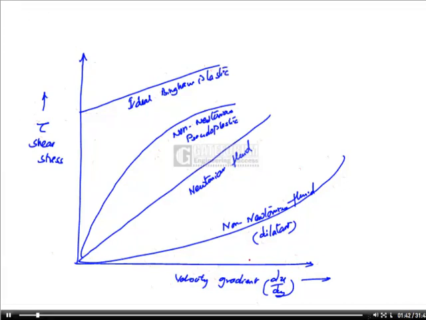Obviously x-axis corresponds to the ideal fluid. Remember, that is mu is 0, shear stress will be 0. And y-axis will correspond to the ideal solid, where there is no velocity gradient at all, even under the application of very high shear stress. So that is how we can distinguish between solids and fluids. Fluids deform continuously under the action of the slightest shear stress or tangential stress or viscous stress.